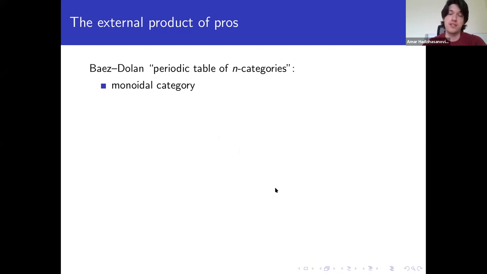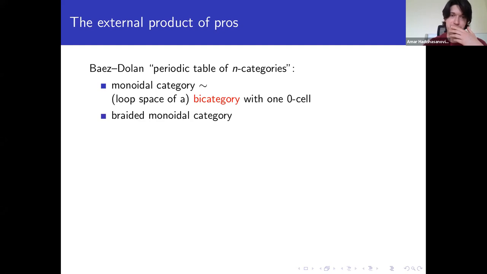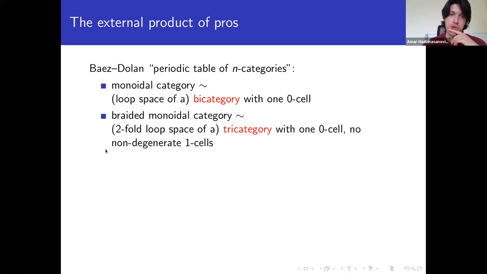In low dimensions, this is saying that a monoidal category can be identified, in a certain sense, with a loop space on the only zero cell, or the only object, of a bicategory that has only one object. By loop space, I really mean the endomorphism category with an algebraic structure. Whereas a braided monoidal category can be identified with a twofold loop space of a tricategory with a single zero cell and no non-degenerate one cells. Okay.